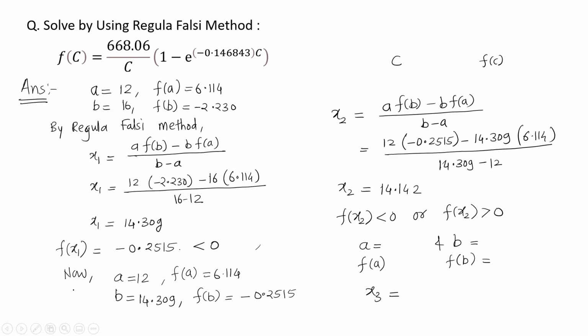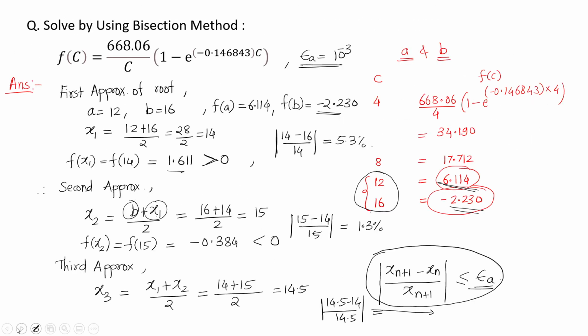Okay, that's it for the bisection method and the false position method. I have given the overview of the two methods, and in the next video we will see some examples on the Newton-Raphson method and the secant method.